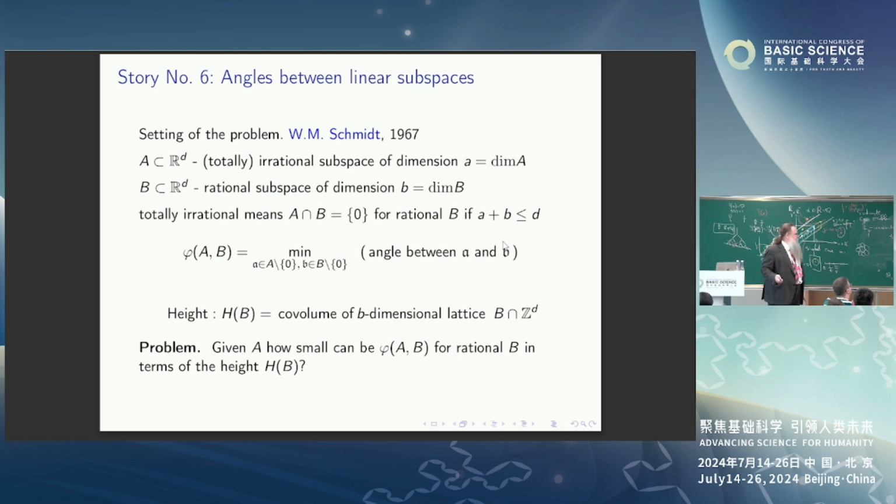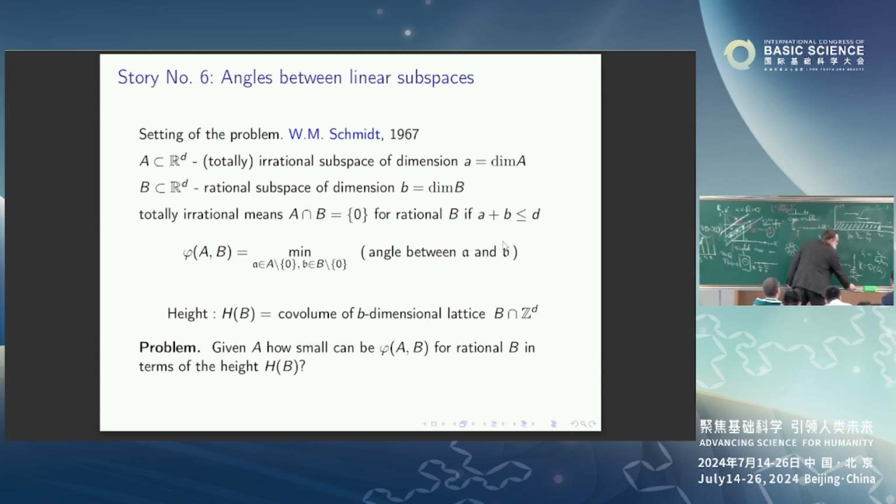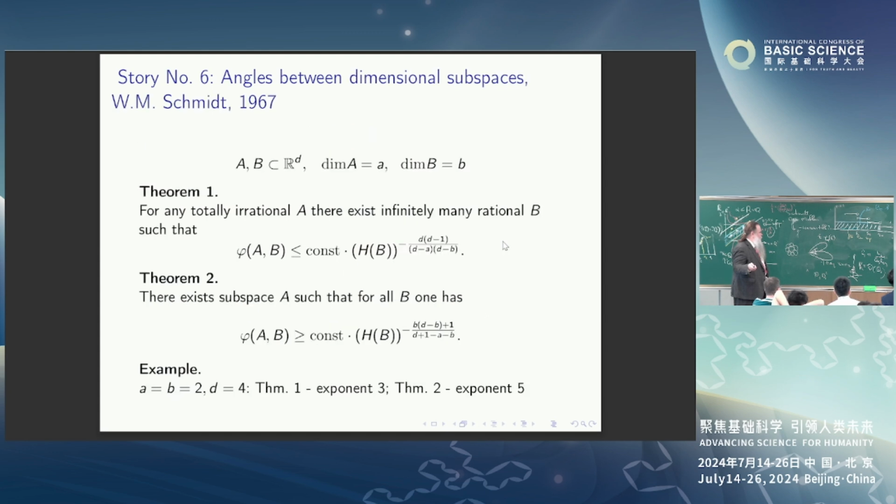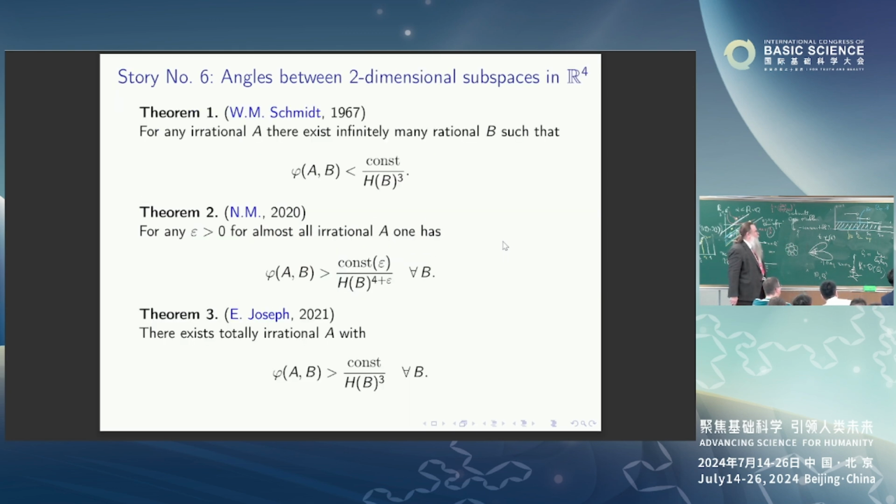So, half a word about the 6th story. It is devoted to approximation by angles. If we have an irrational subspace, we want to approximate it by a rational subspace in terms of the minimal angle between these subspaces. Quite recently, there was a dramatic story related to a result by Elio Joseph. This formula is too complicated for our lecture, so I skip it. We deal with approximations of 2-dimensional irrational subspaces by 2-dimensional rational subspaces.